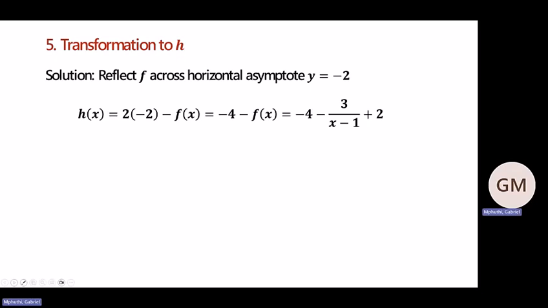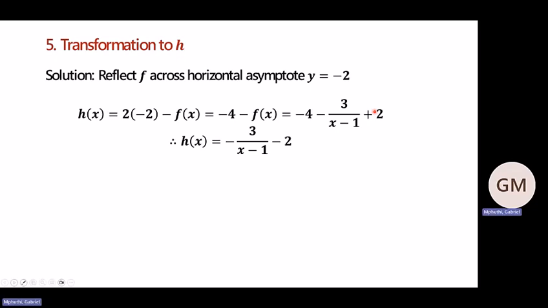Reflecting it across y equals minus 2 results in 2 times minus 2 minus f of x. We know our f of x, so this is equal to minus 4 minus f of x. Hence we have minus 4 minus 3 divided by x minus 1, plus 2. Simplifying that further gives us h of x equals minus 3 divided by x minus 1, minus 2.